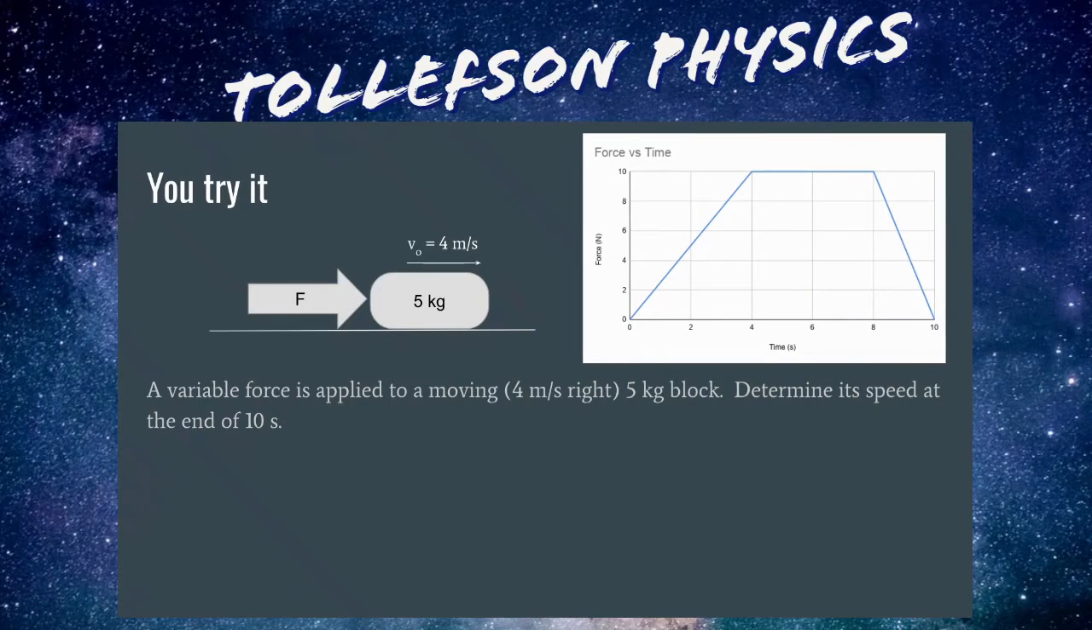Here's a new problem. Now try this new problem where the block is moving at 4 meters per second. We have a different force versus time graph, so you use that to figure out the impulse and ultimately what the final velocity of the block is. Hit pause now to solve the problem.